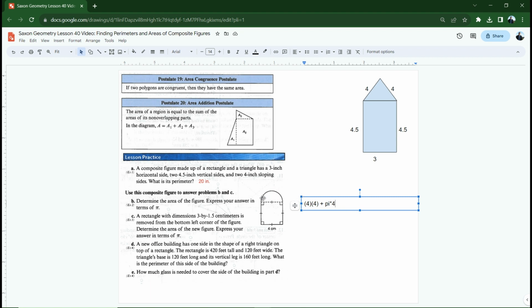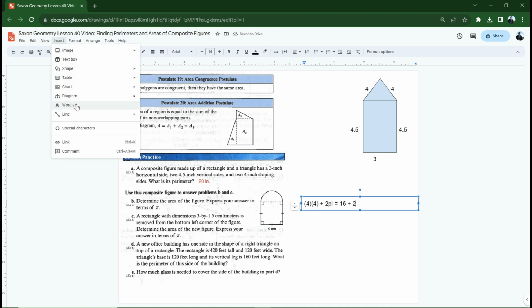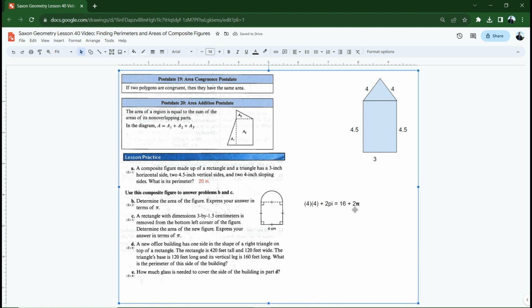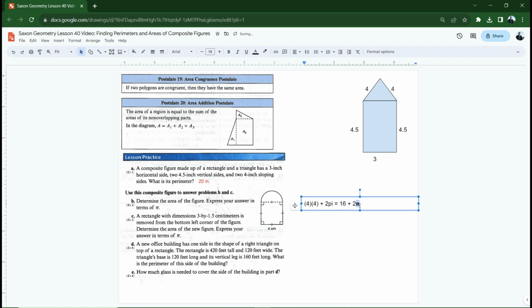But wait, I don't want the area of the whole circle, pi r squared. I want pi r squared divided by 2. Well, pi times 4 divided by 2 is just pi times 2 or 2 pi. So my answer here is going to be 16 plus 2 pi. And here, let me just go ahead and grab the proper character for pi. It's easy enough to do. There we go. We'll just grab pi, and that is that. All right. It looks bold. There we go. Okay. That's letter B.